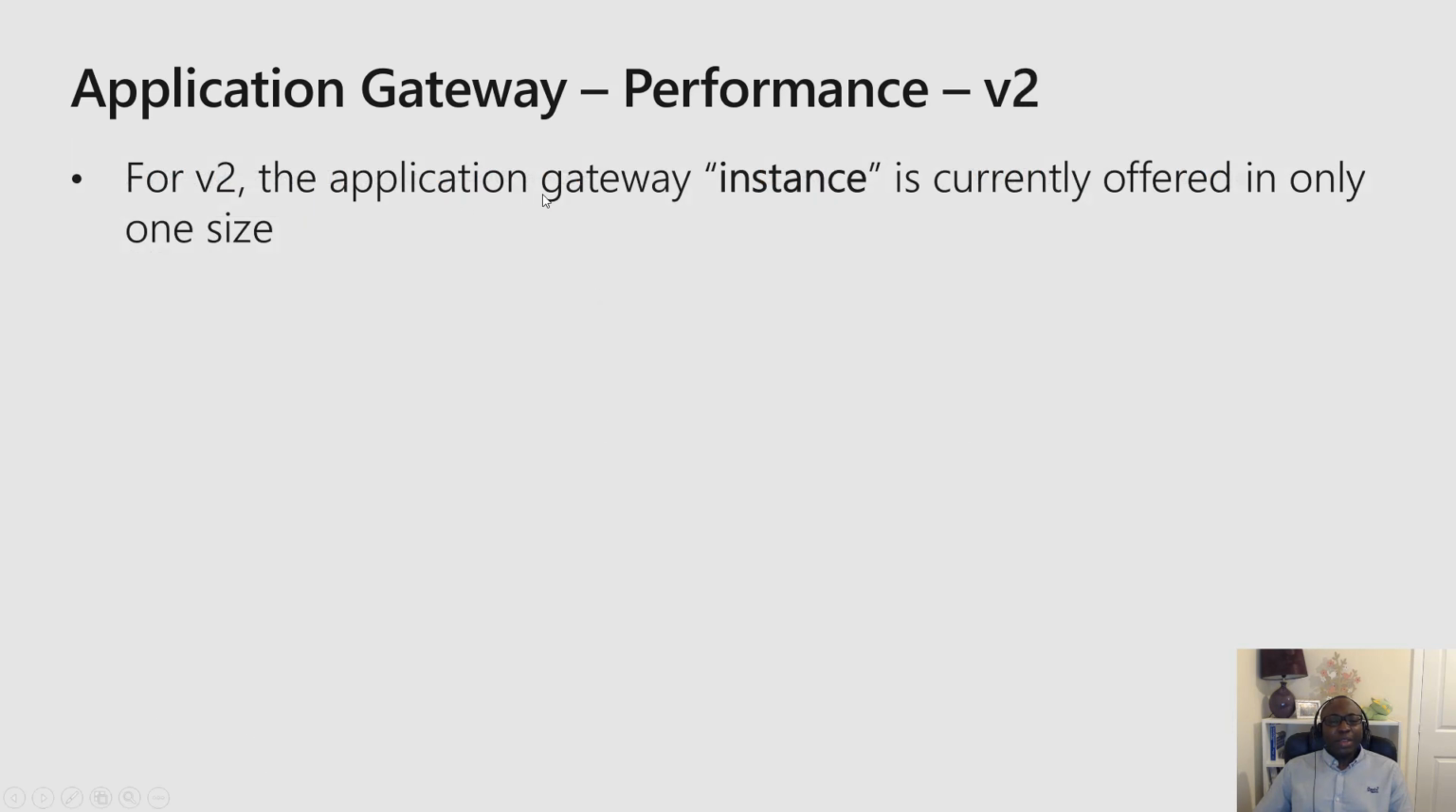For version 2, the application gateway instance is currently offered in only one size, so we can't select our sizes, we just select the number of instances that we want. I'm yet to see the numbers when it comes to that, so in case anybody has that, please feel free to share that in the description below, or go to my LinkedIn and share that with me, and I'll be happy to update that information.